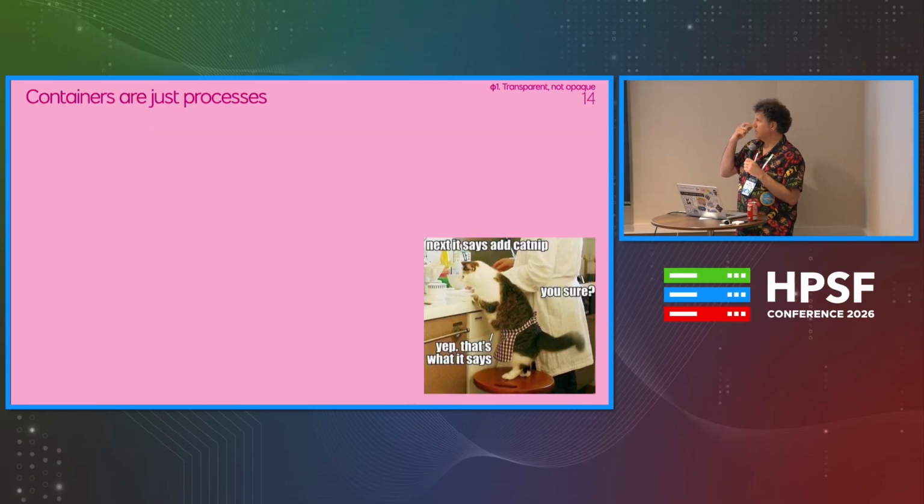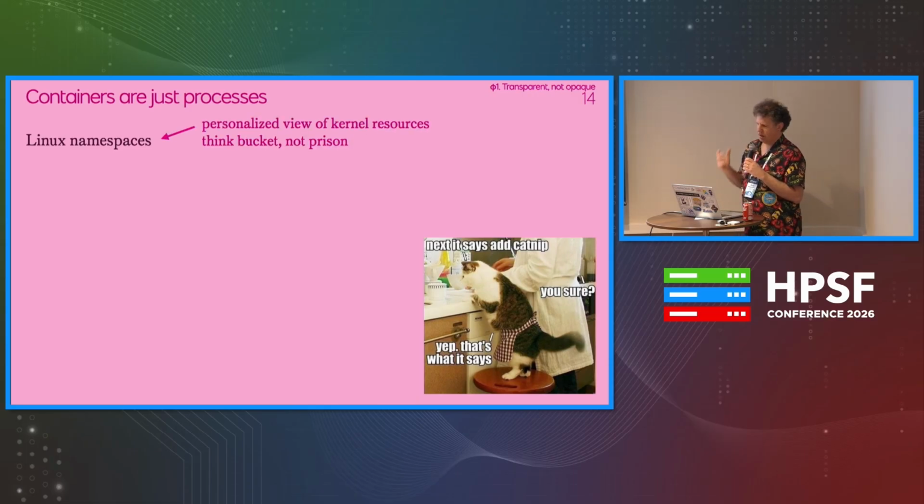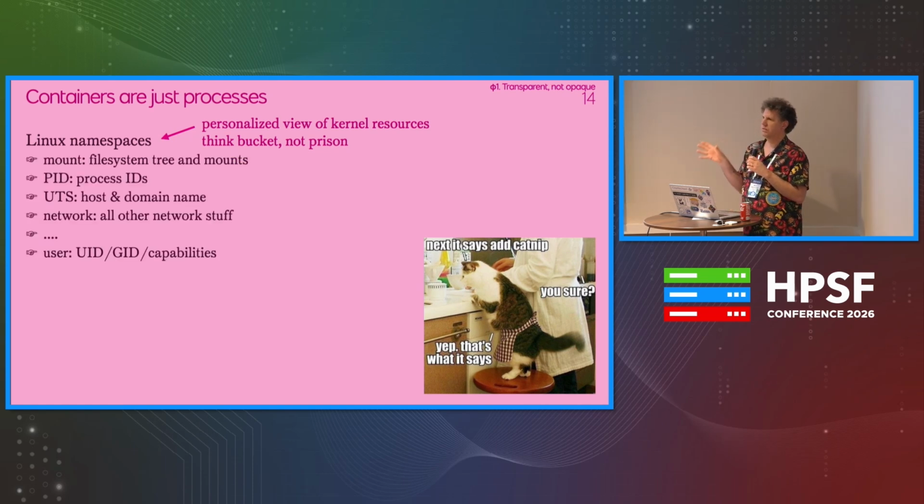I mentioned that containers are just processes, right? So what are container ingredients? Linux namespaces are sort of the key thing. I mentioned that this gives you a personalized view of kernel resources, and the way I like to think about it is a bucket rather than a prison. It's more for getting your thing done than keeping everybody secure, right? There's a bunch of different namespaces, so there are different dimensions you can have your personalized view in.